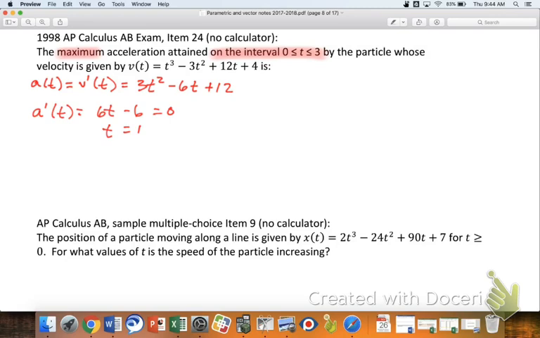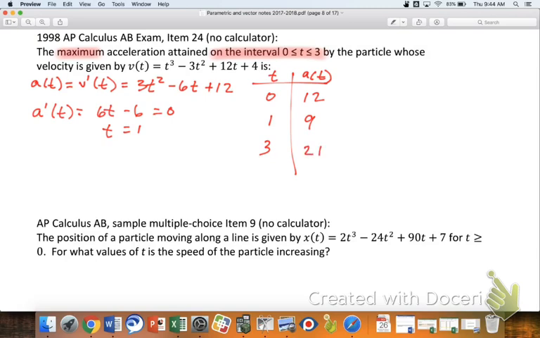Then to finish this off, I'm simply going to make a little table with t as an input and acceleration as an output. So 0, 1, and 3 are your candidates. You plug in a 0, you get out a 12. You plug in a 1, and you get out a 9. You plug in a 3, and it's 21, right?